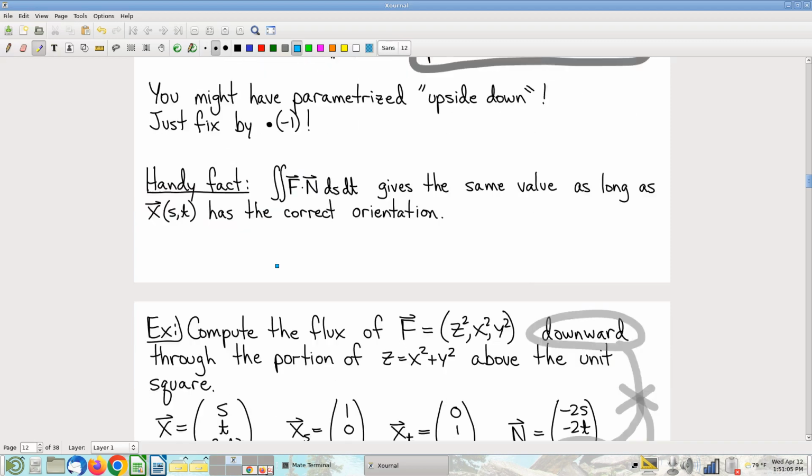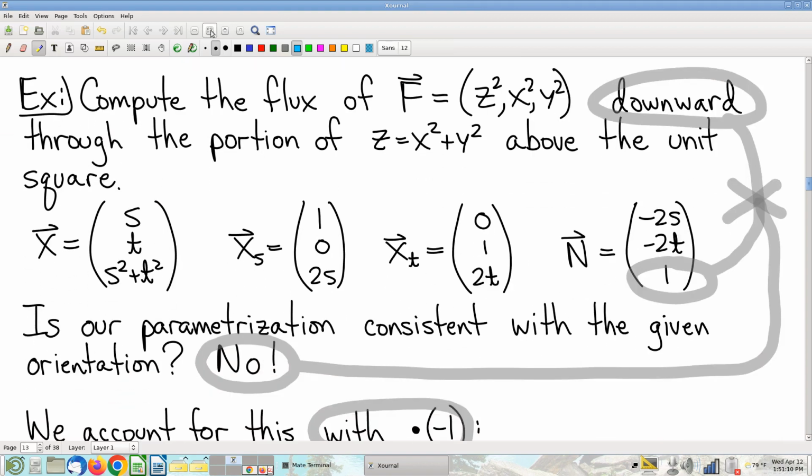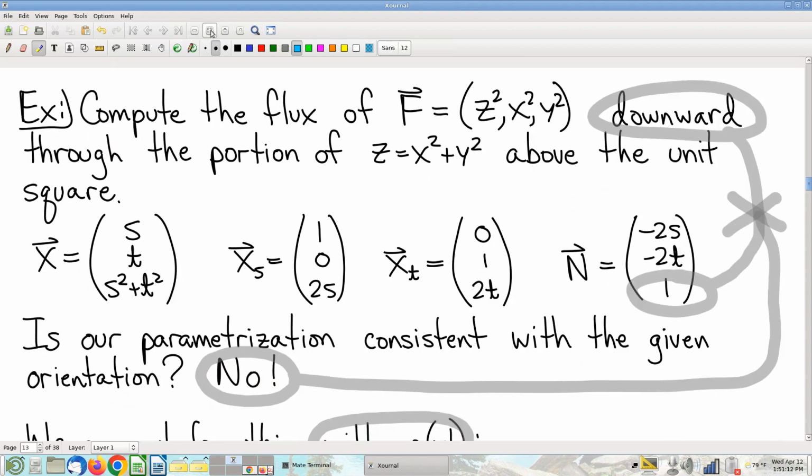Let's see that in action now. Here's an example. This example is going to look very familiar. Computing the flux. This vector field is the same exact vector field that we looked at in the previous example. Same surface: the portion of that paraboloid sitting above the unit square. Everything's the same, with one little detail missing. I'm going to swoop aside for just a moment. We'll get to that detail in just a second. But other than that, it looks like the exact same example.